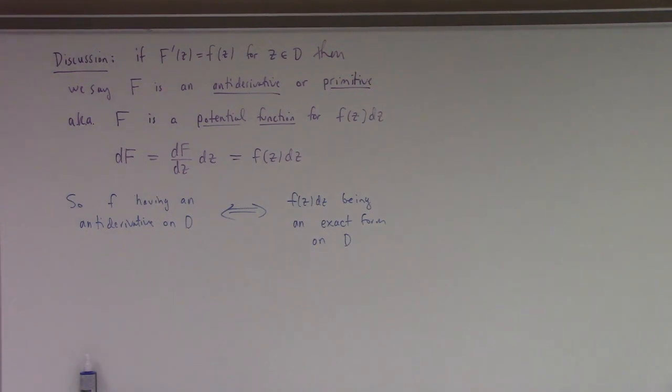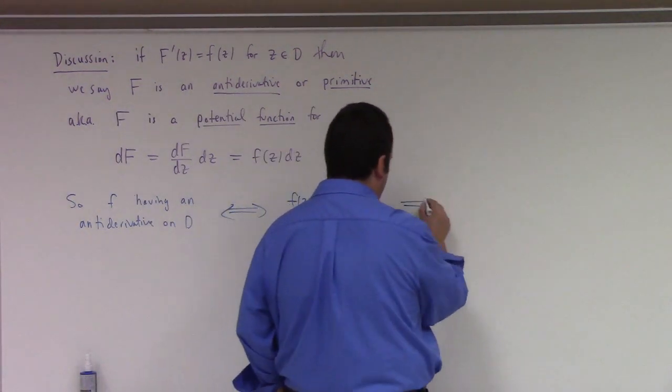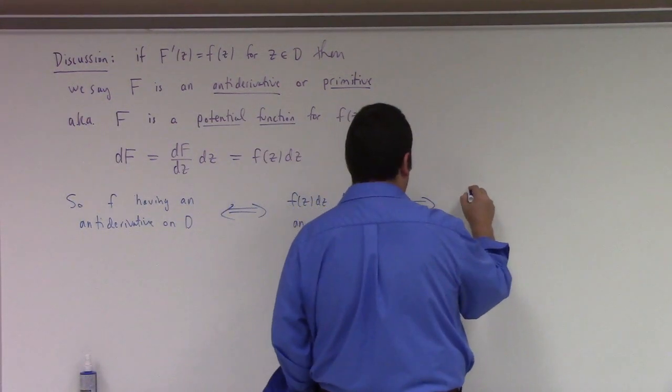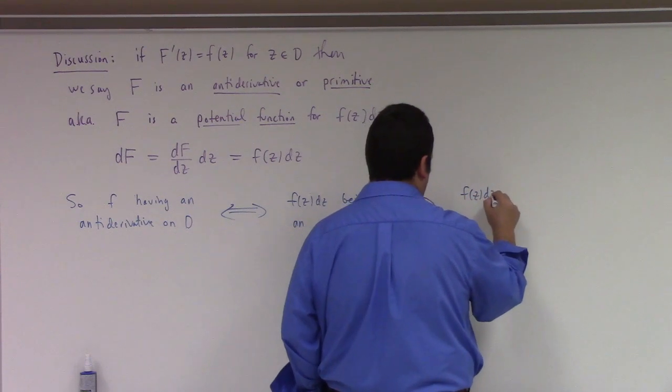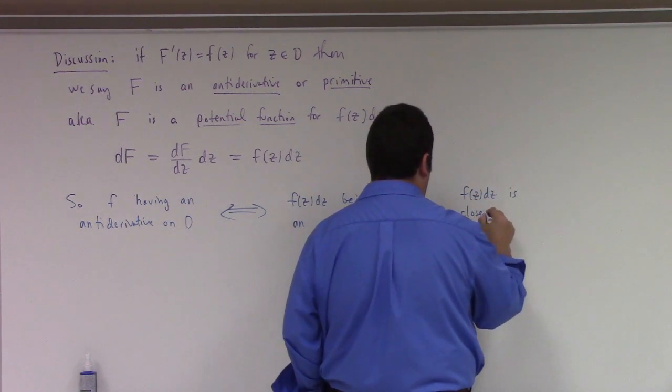But what else did we learn? We've discussed some theorems there, right? If D is simply connected, or certainly in the notes, if you look in the notes, there's a proof for D being star-shaped. I actually have an explicit proof in the notes that on a star-shaped domain, it's closed if and only if it's exact. So we can add another equivalence here: f of z dz is closed.